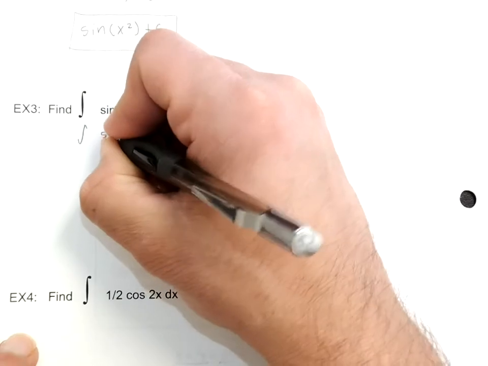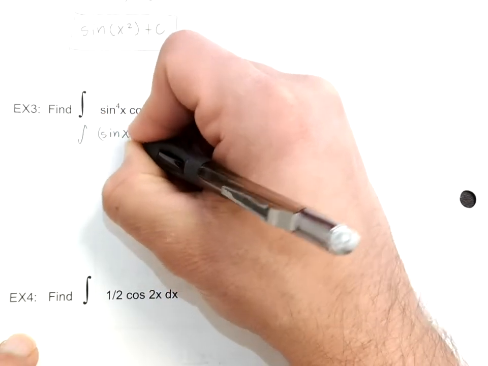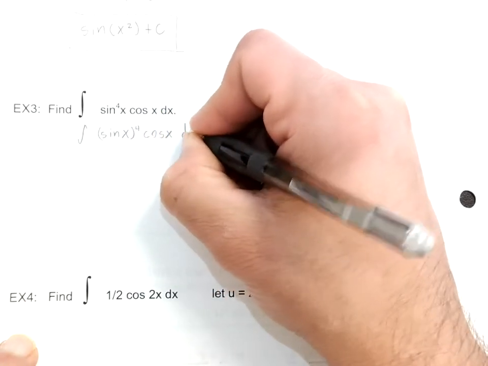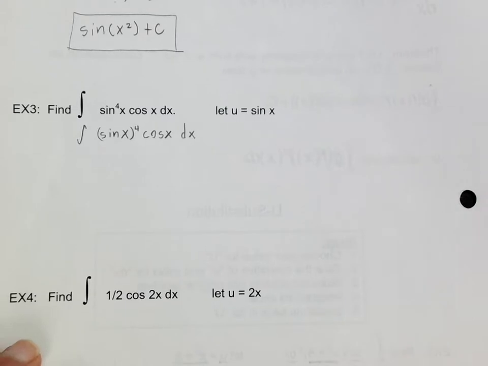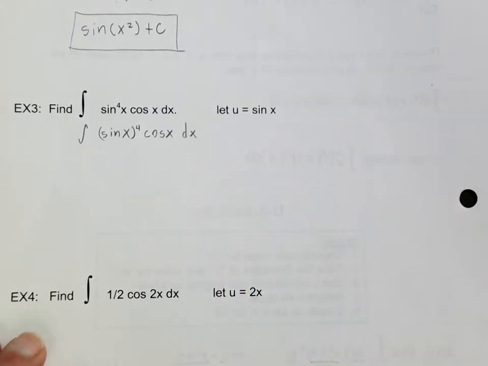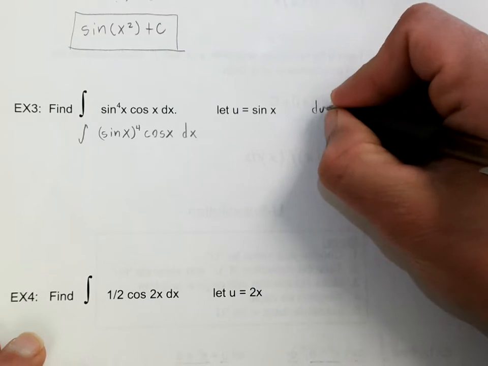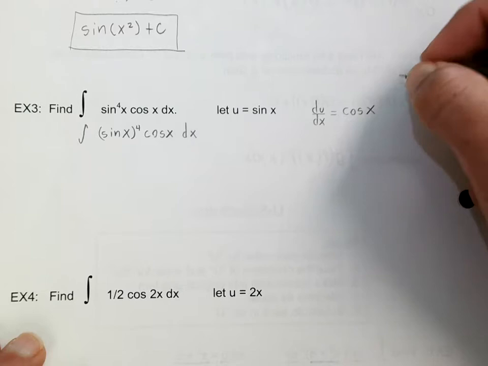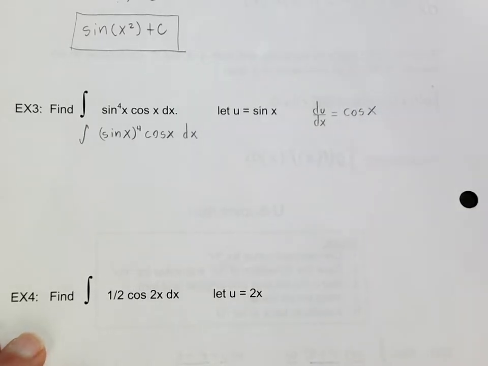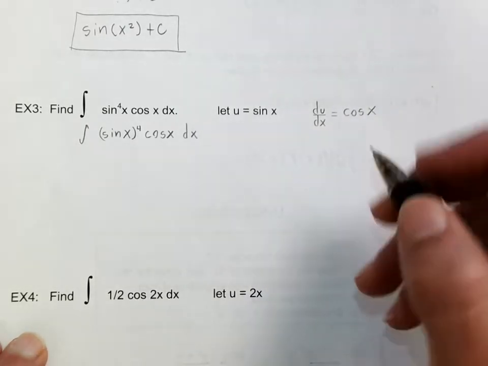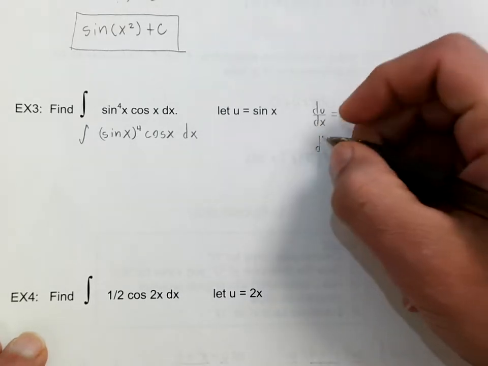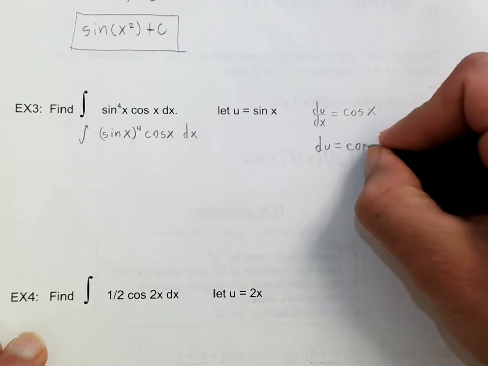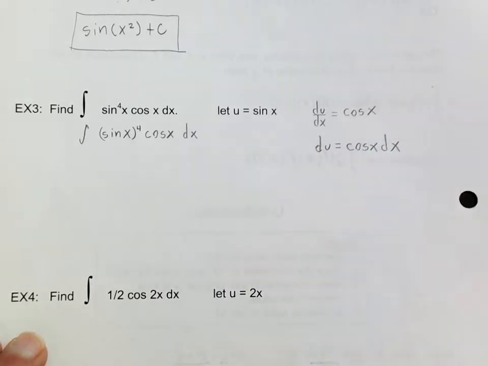So we have sine of x to the 4th power cosine x dx. Alright, so that's what I'm dealing with. So if u is sine of x, du dx, the derivative of sine with respect to x, is equal to cosine. Alright, and now if I multiply both sides times dx, I'm going to get du is equal to cosine x dx. Alright, so that's what it is.